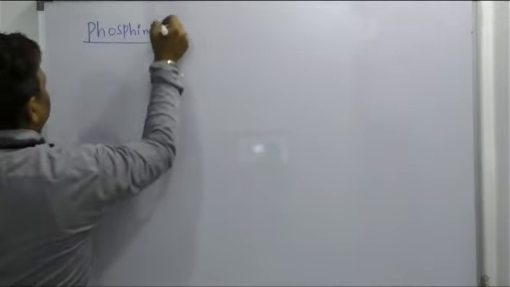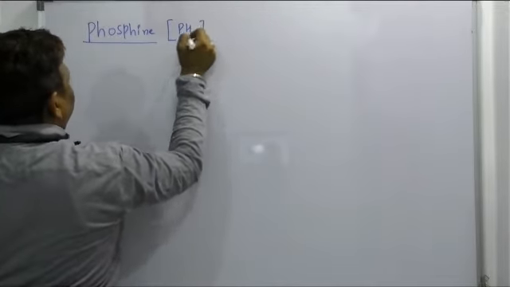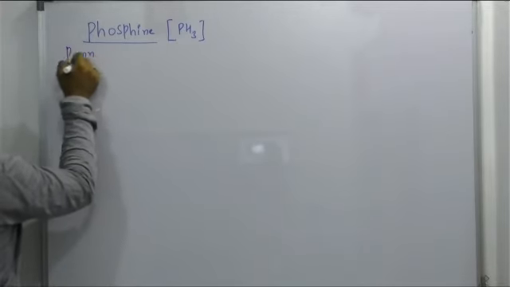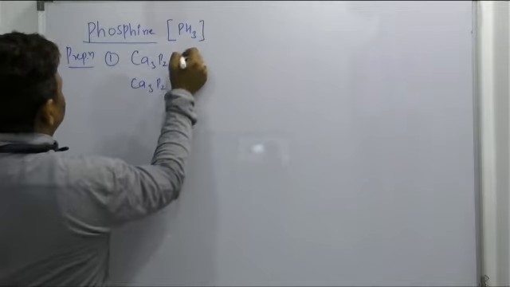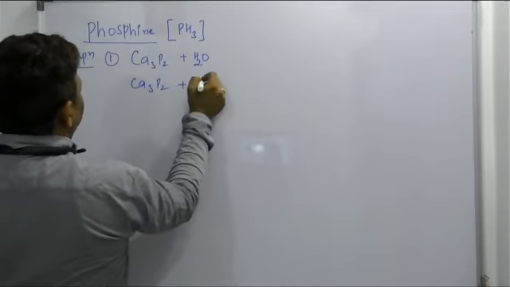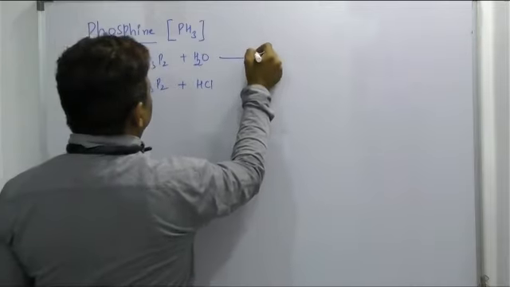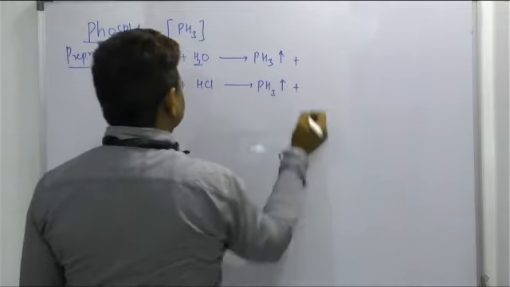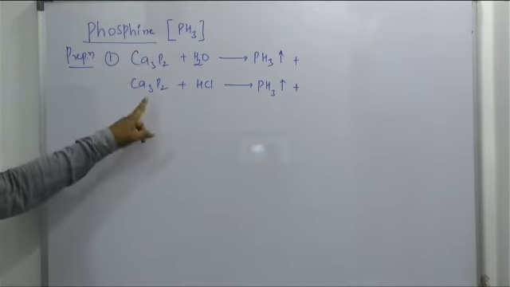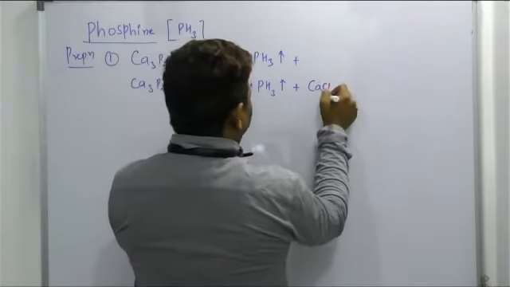Sir, what is the formula of phosphine? PH3. But how will phosphine be prepared? Let us go with the preparation method. The first one is that calcium phosphide, Ca3P2, undergoes hydrolysis, or on reacting with an acid like HCl, it liberates the gas called phosphine gas. The byproducts are hydroxide, salt, calcium chloride.